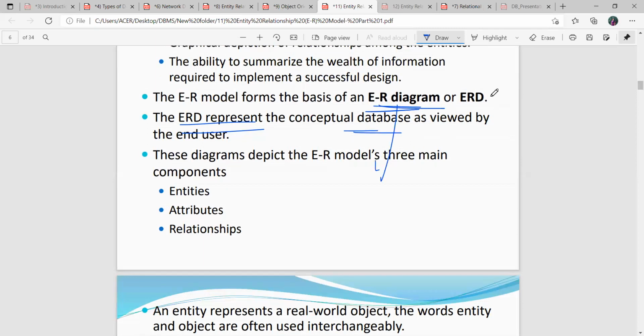When we consider the ER diagram, it consists of mainly three components. The first one is entities, the next one is attributes, and the last one is relations. So the ER diagram is based on these three components.